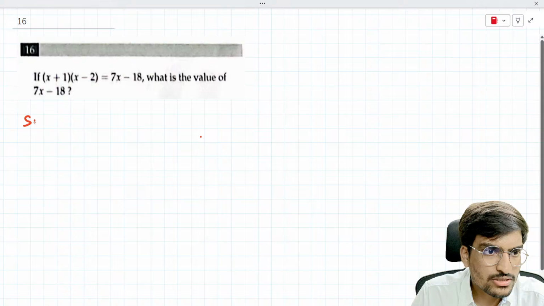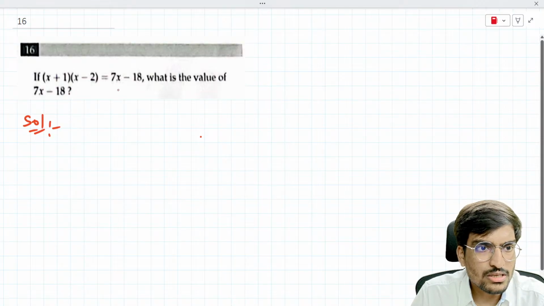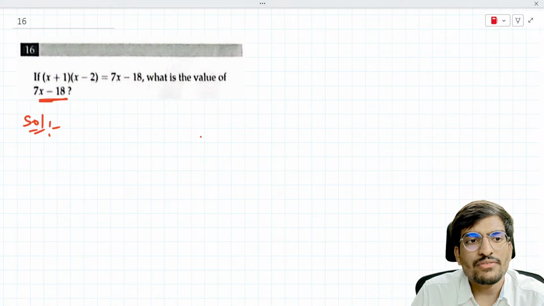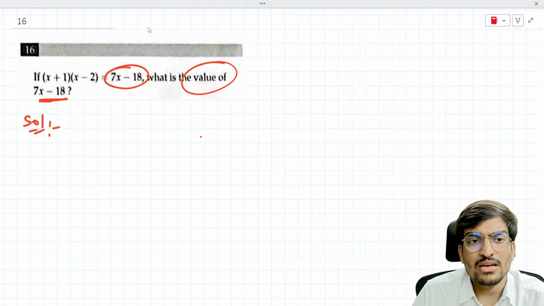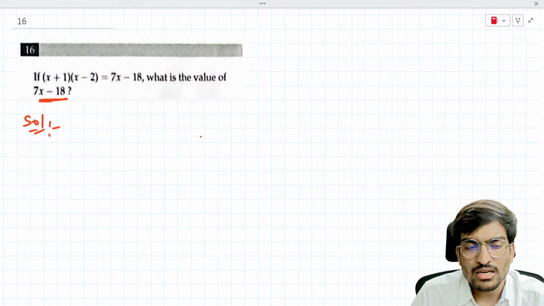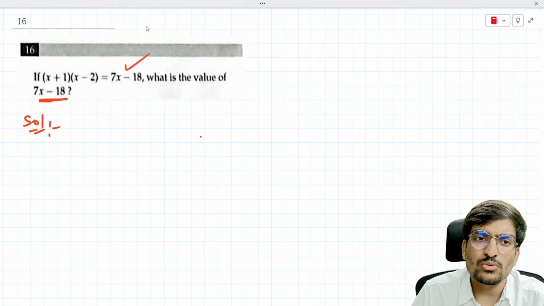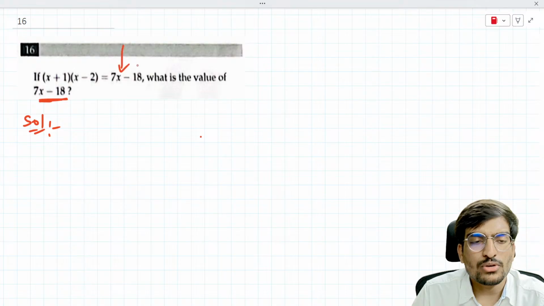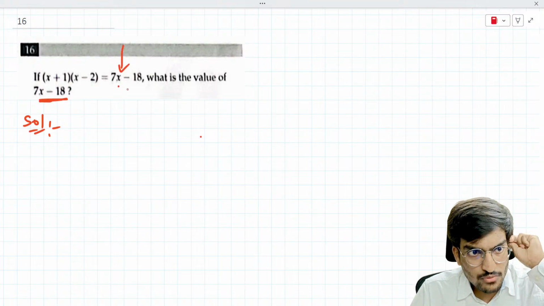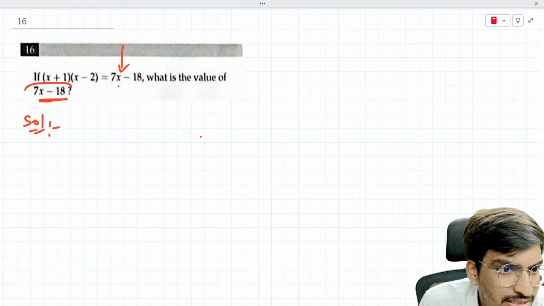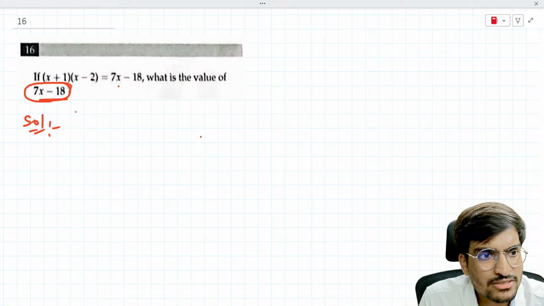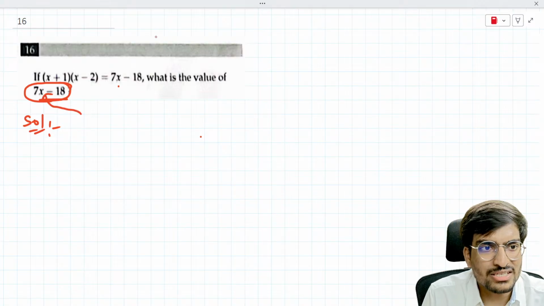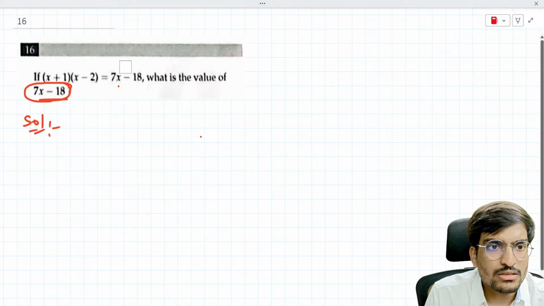Let's go for question 16. The given equation, what is the value of 7x minus 8? Don't get confused that there is a way to get the value of that. They're asking for a numerical value. How can you get this? They ask us to find this value only. So just get the value of x. If you get the value of x, substitute it and you'll get the value of 7x minus 8. That's what we have to find, right? Solve the equation and get the value of x so that you can get the value of 7x minus 8.